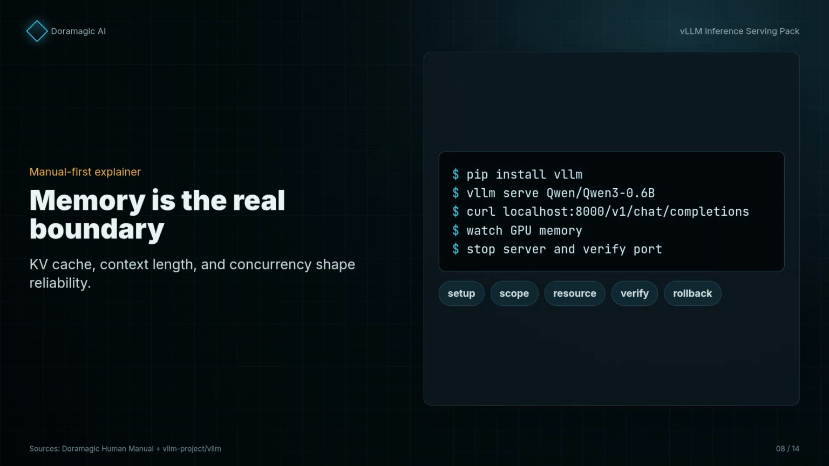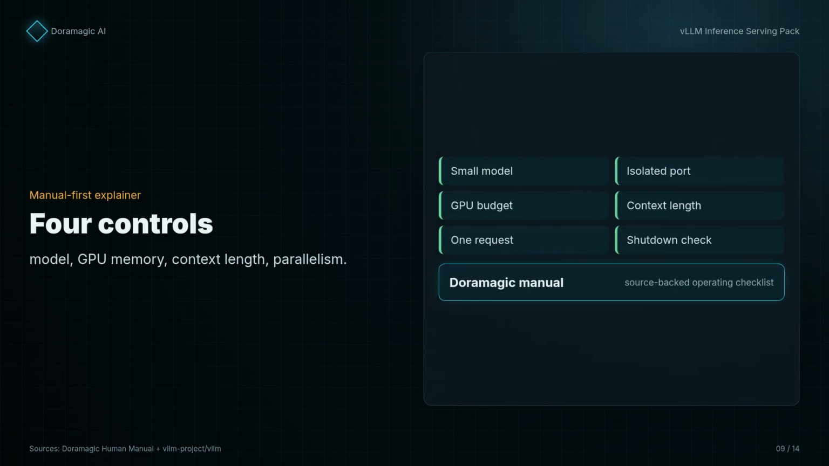vLLM also has advanced paths. Structured output supports constrained decoding with JSON schema, regex, and structural constraints. Disaggregated serving can split prefill and decode work. Observability can use OpenTelemetry and Prometheus-style metrics. Those are powerful, but they should come after a clean basic service, not before.